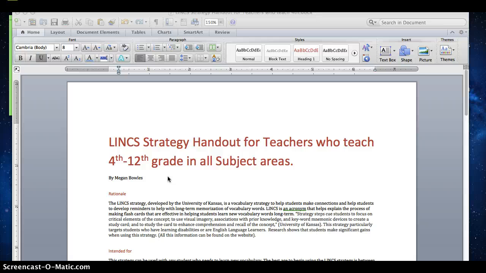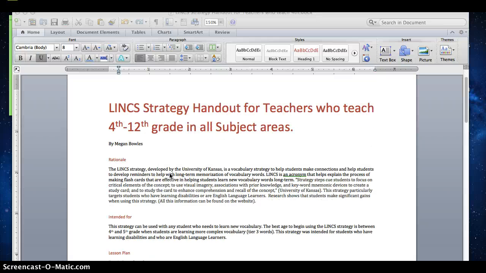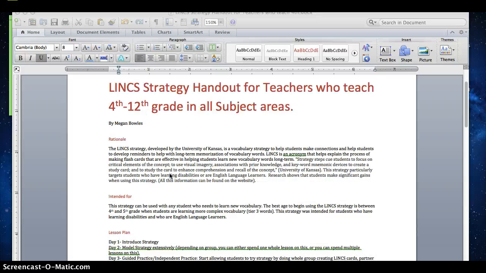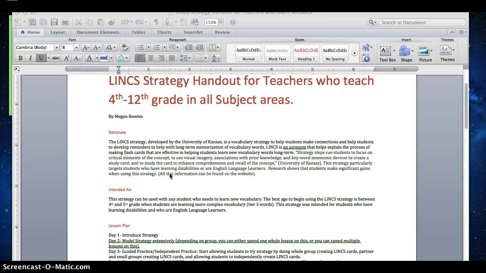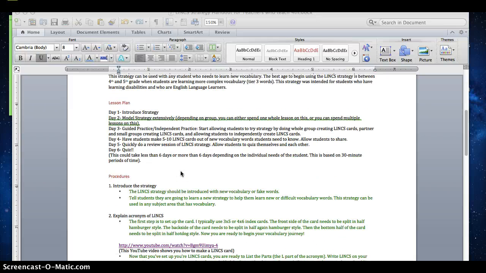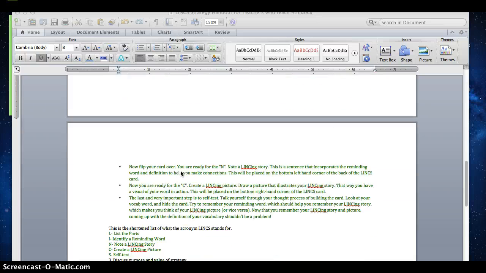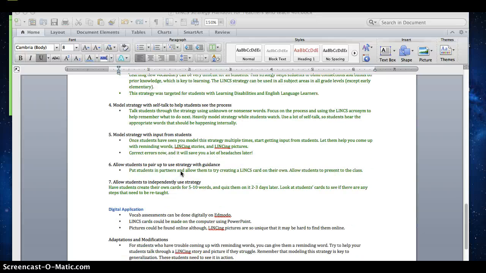I got this strategy out of a book written by Edwin Ellis from the University of Kansas, and it's been a strategy I've been able to use a ton with my students. My students do have disabilities, and this strategy was targeted for those students, but it could really be used with anyone, and there will be progress made by everyone when using this strategy.